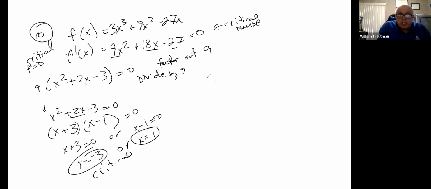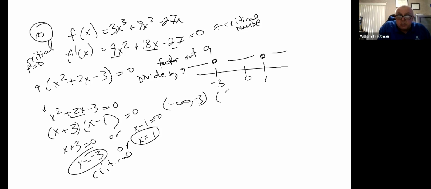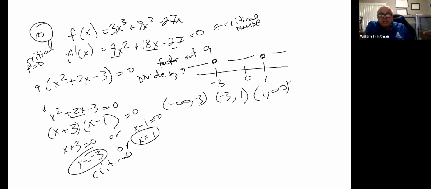When you look at a graph, here's 0, here's 1, here's negative 3. These are our critical numbers. So we need to do each one of these intervals. We need to do the interval from negative infinity to negative 3. Then the next interval is from negative 3 to 1. And then the next interval is from 1 to infinity. So we want to find out where this graph is increasing or decreasing. We use the critical numbers to find those points and then the intervals between those.